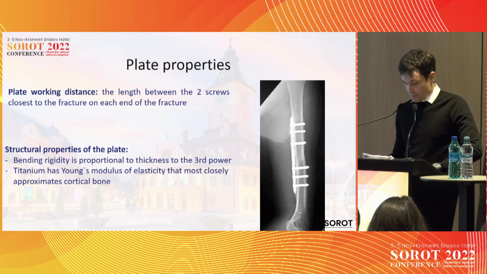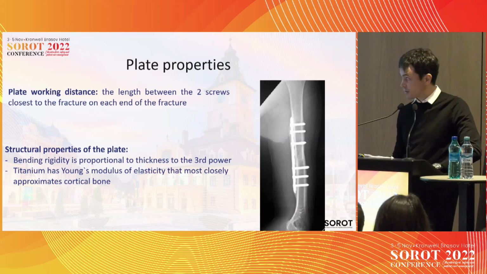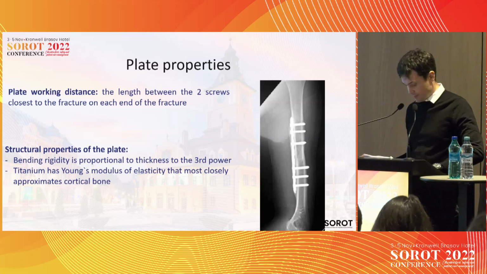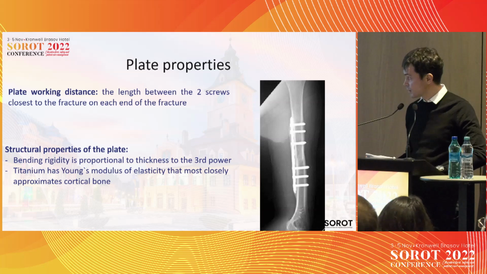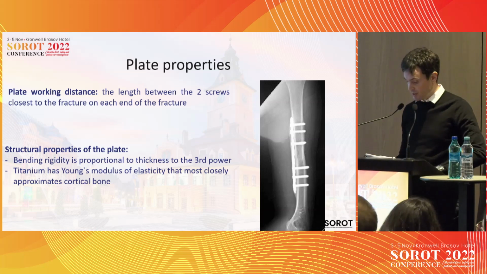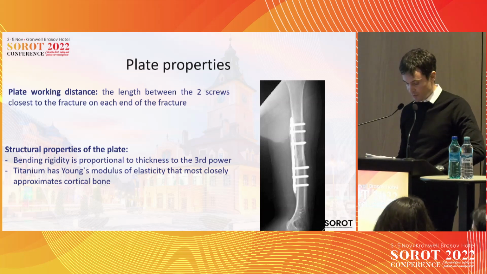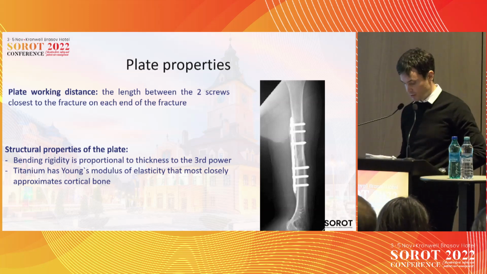So a plate is generally a load-bearing device that is most effective when placed on the tension side. The plate working distance is between the two screws closest to the fracture on each end of the fracture. Decreasing this distance increases the stiffness of the fixation construct. The structural properties of the plates: the bending rigidity is proportional to thickness to the third power, and titanium has the Young's modulus of elasticity that most closely approximates cortical bone.